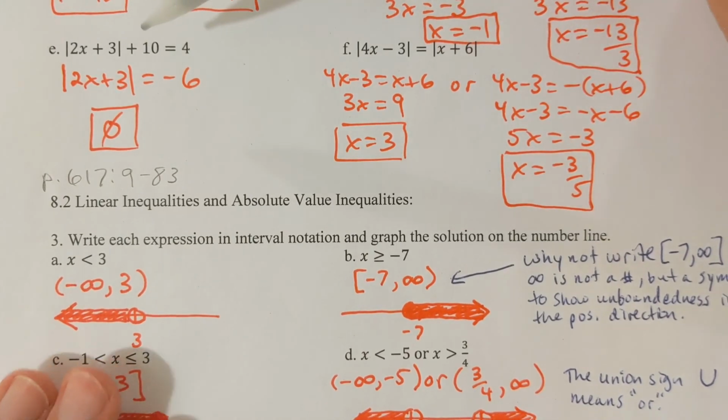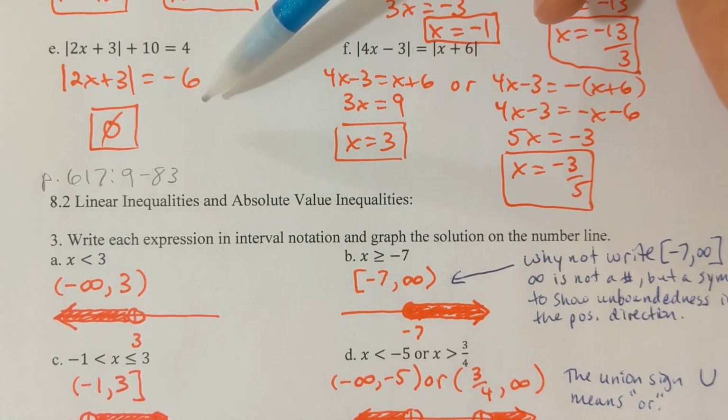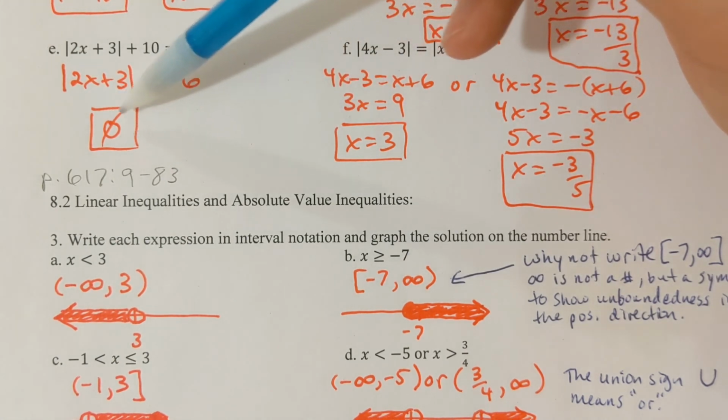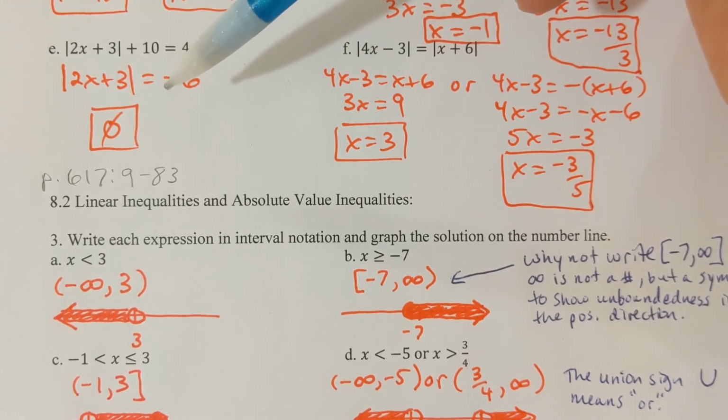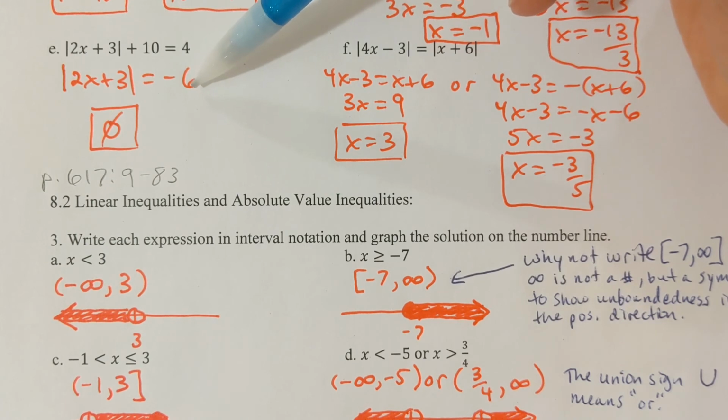Okay, here's another one. Solve for x. If we subtract 10 from both sides, then we've got negative 6 there on the right. Now in this problem, we can go right to the answer. It's no solutions. Okay, or the empty set is the symbolic way to represent no solutions. I mentioned that earlier. Anything coming out of the absolute value bars is never going to be a negative.